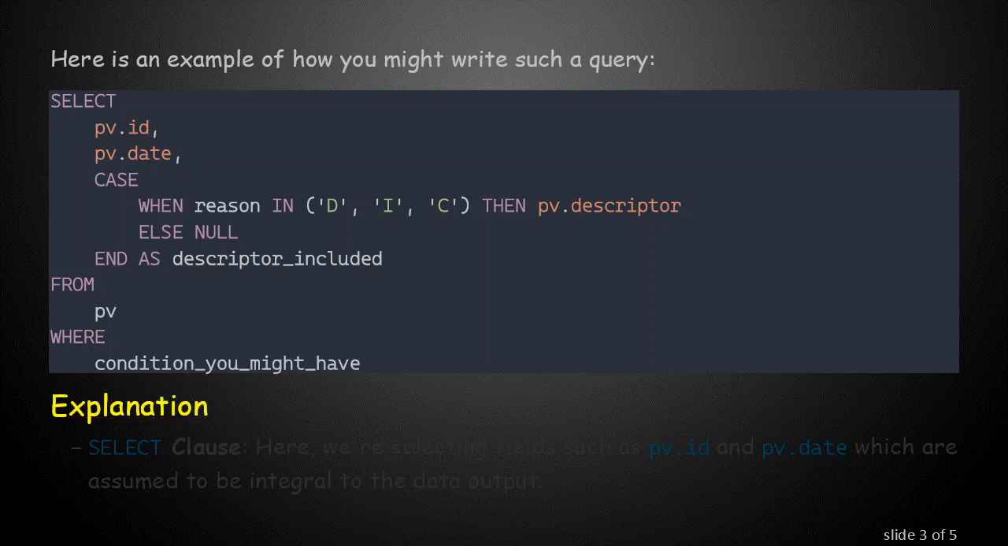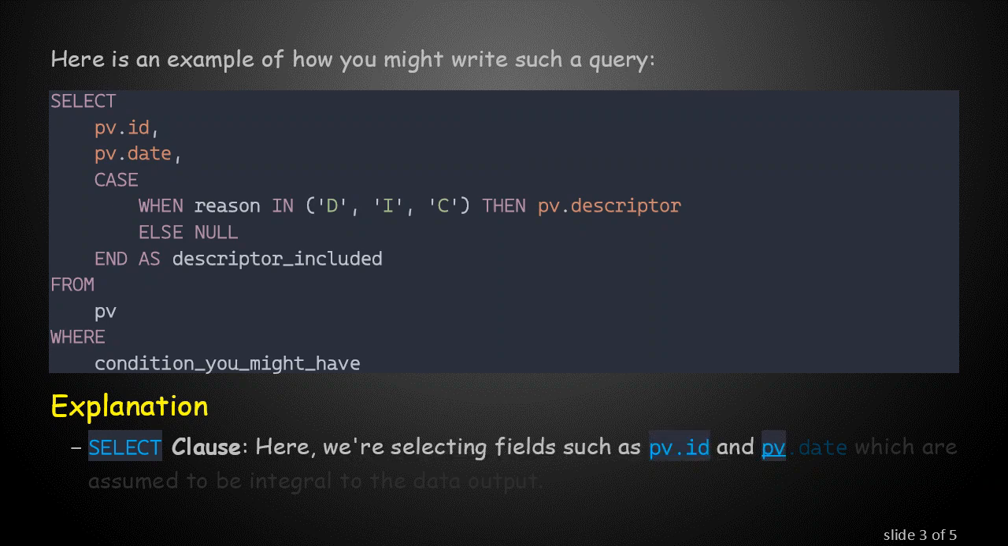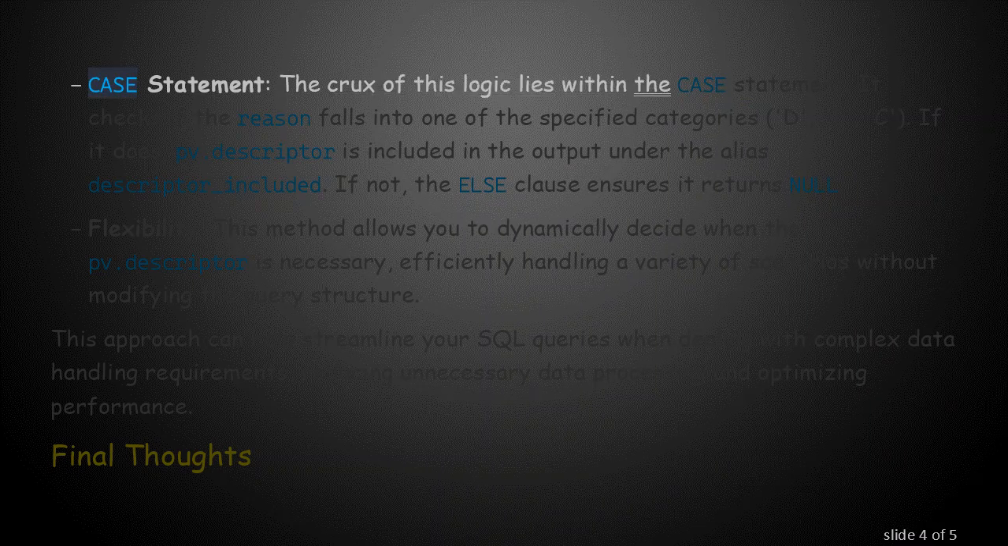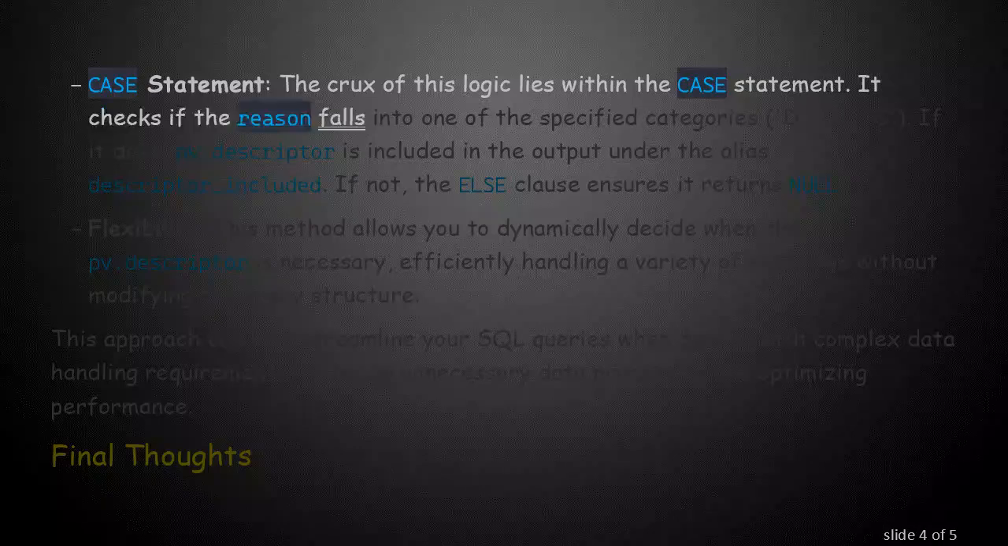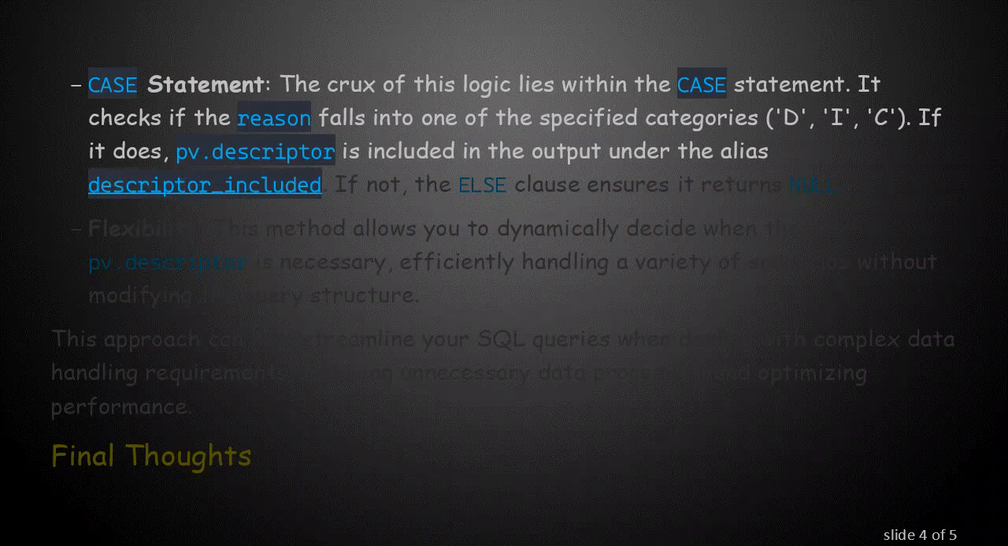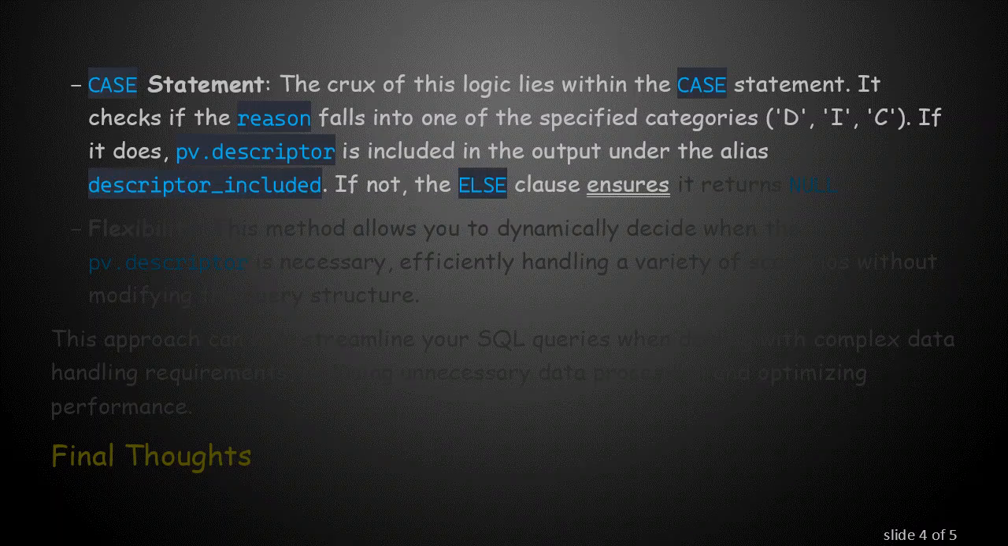Explanation. Select clause. Here, we're selecting fields such as pv.id and pv.date, which are assumed to be integral to the data output. Case statement. The crux of this logic lies within the case statement. It checks if the reason falls into one of the specified categories, D, I, C. If it does, pv.descriptor is included in the output under the alias descriptor_included. If not, the else clause ensures it returns null.